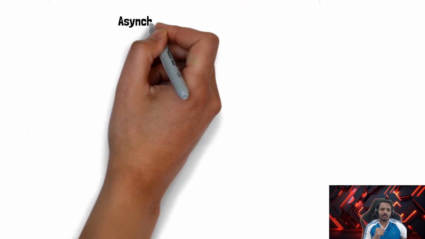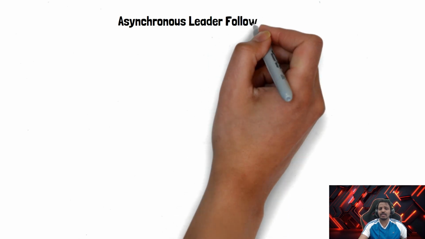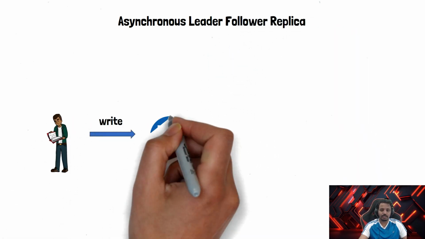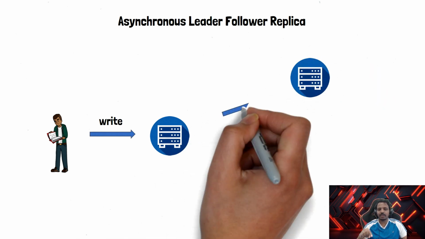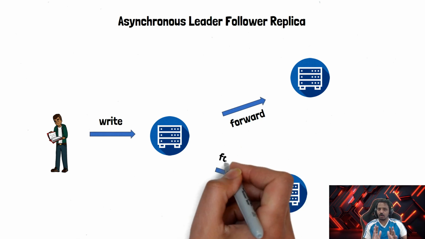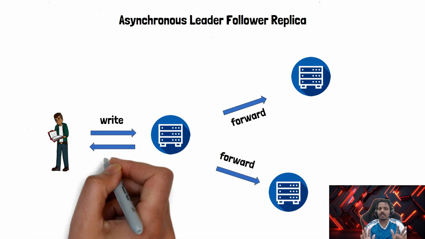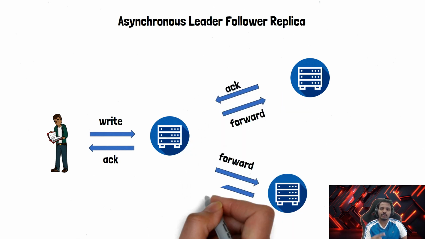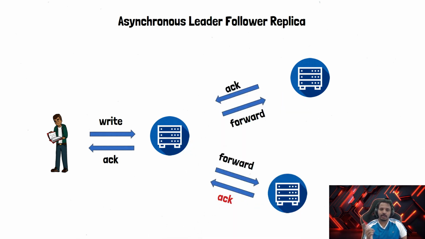Now with that mentioned, let's try to understand how the process is different in the asynchronous leader follower replica. So in a similar case, the client requested a write request to the leader database. The leader database forwarded the request to replica 1 and replica 2. But now the leader is not going to wait for the acknowledgement. It is going to simply acknowledge to the client that okay, I have received your write request and the operation is done. Now whether the acknowledgement is coming from replica 1 or replica 2, if it is coming, well and good. If it is not coming, still it is not considered a failure.